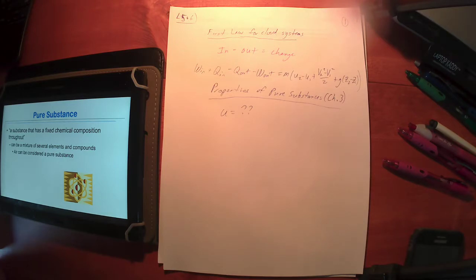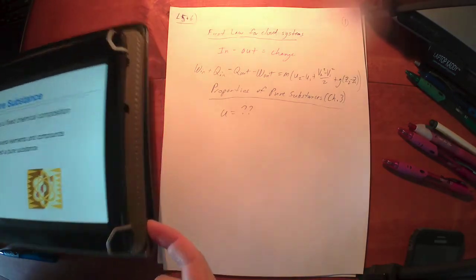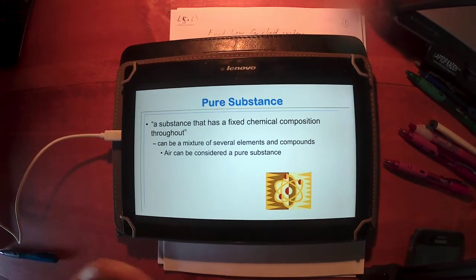So the truth of the matter is, it depends on what my substance is, and that's going to tell me what I do with U, and how I find U. So let's start down that path. To get there, we need to talk about what a pure substance is. How do we find the U value?